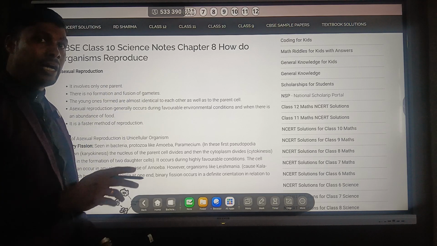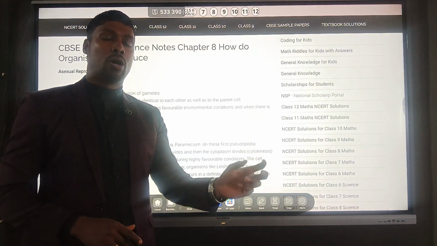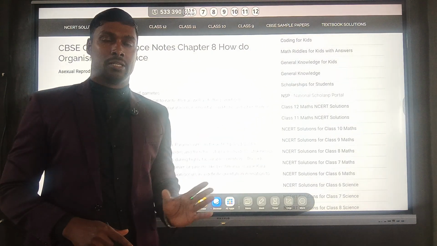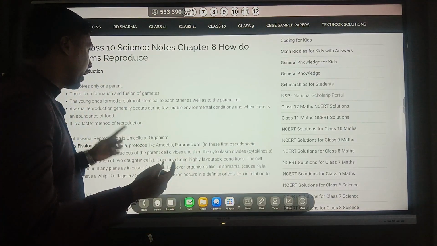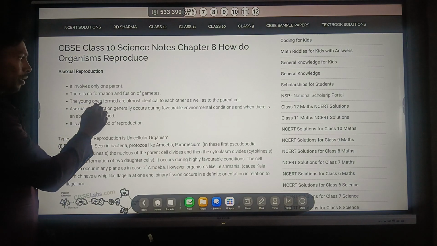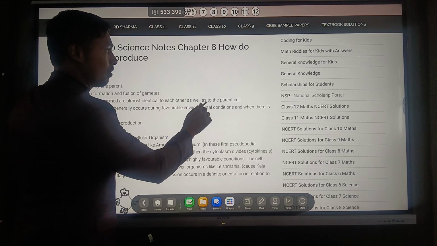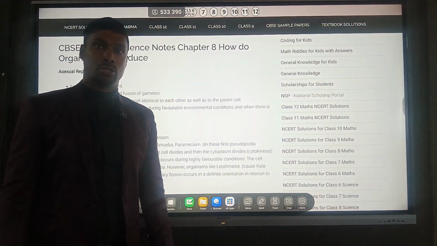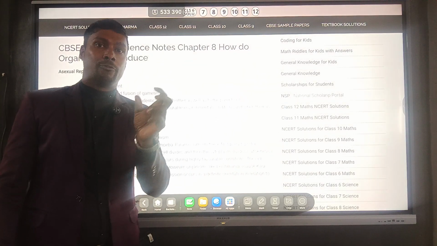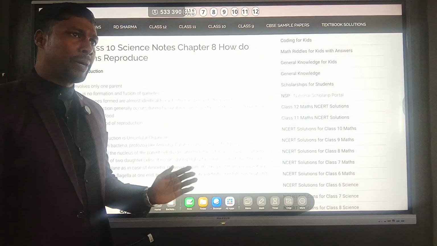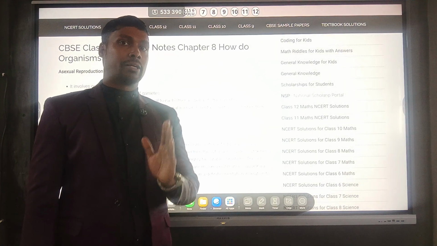Fusion happens only when two parents and two gametes are involved. Here there is only one parent, so fusion and gamete formation are never possible. The young ones formed are almost identical to each other as well as to the parent cell. Whatever the parent cell looks like, the daughter cell looks the same, though sometimes there can be rare, minor differences, but not major ones.